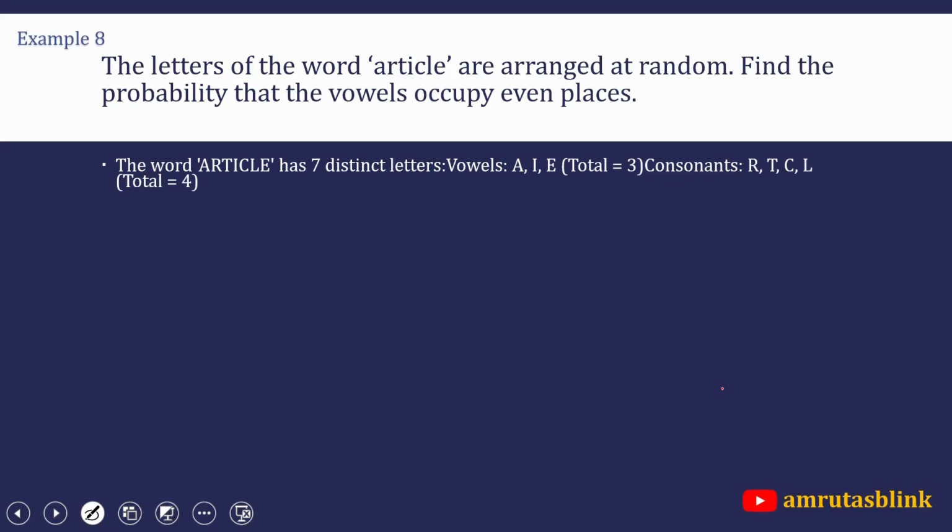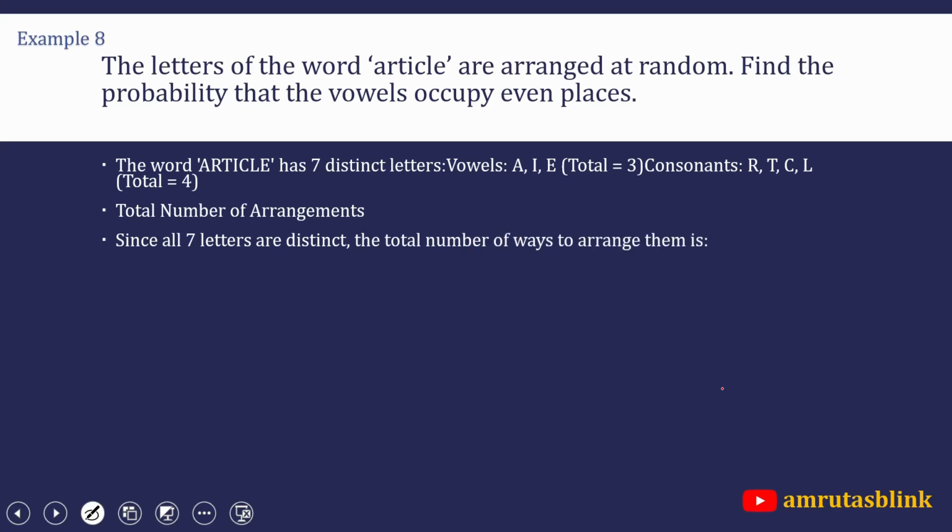These 4 consonants are there. So first of all, let's calculate the total number of arrangements, that is n of S. Now there are 7 letters. Since all the 7 letters are distinct and no letter is repeated, the total number of ways to arrange them is equal to 7 factorial. Hence n of S is equal to 7 factorial, which is equal to 5040.